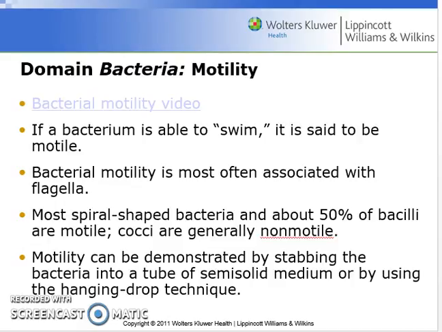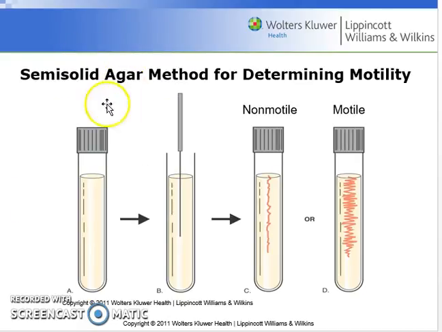We can observe motility when we place bacteria inside of a semi-solid medium, such as gelatin or some sort of nutrient agar media that is just semi-solid, so half solid, half liquid. Or you can also use something that's called the hanging drop technique, where you're essentially placing a drop of your bacteria in a sample of water, and you can view them underneath the microscope. This is the semi-solid agar method.